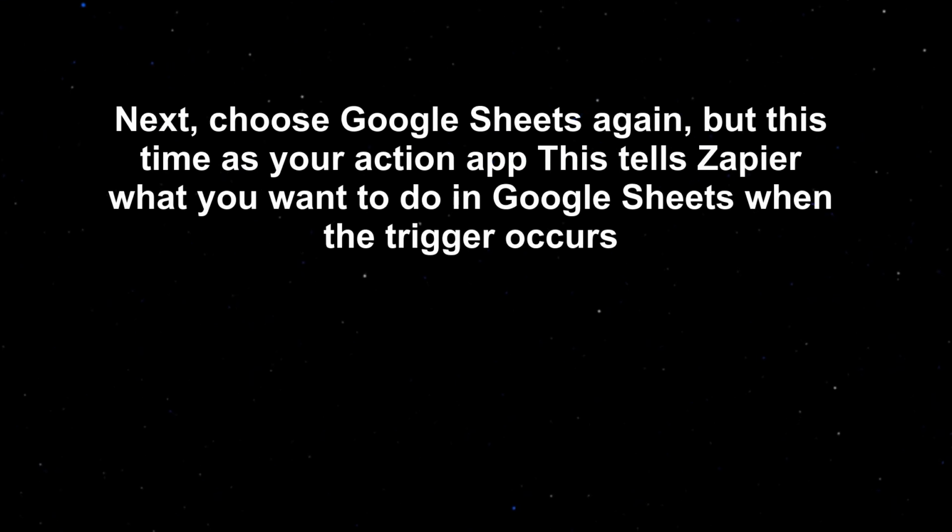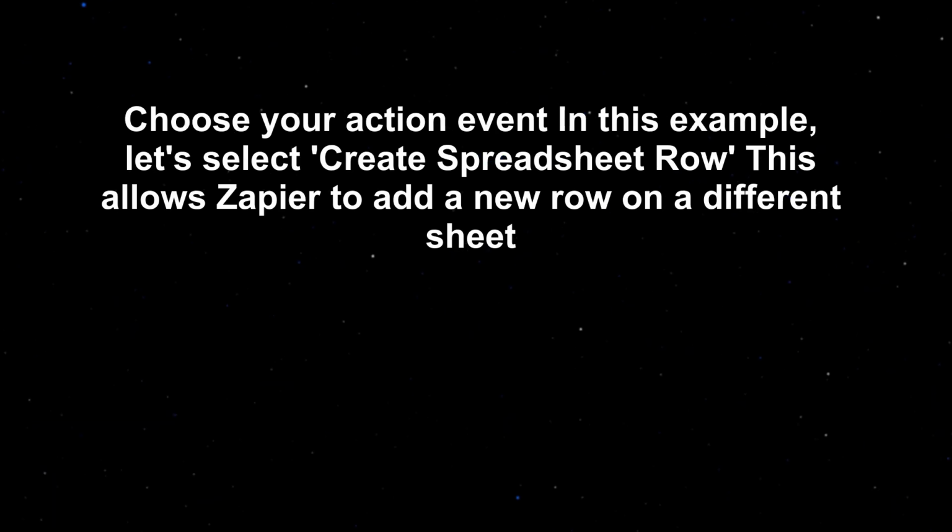Next, choose Google Sheets again, but this time as your action app. This tells Zapier what you want to do in Google Sheets when the trigger occurs. Choose your action event. In this example, let's select Create Spreadsheet Row. This allows Zapier to add a new row on a different sheet.